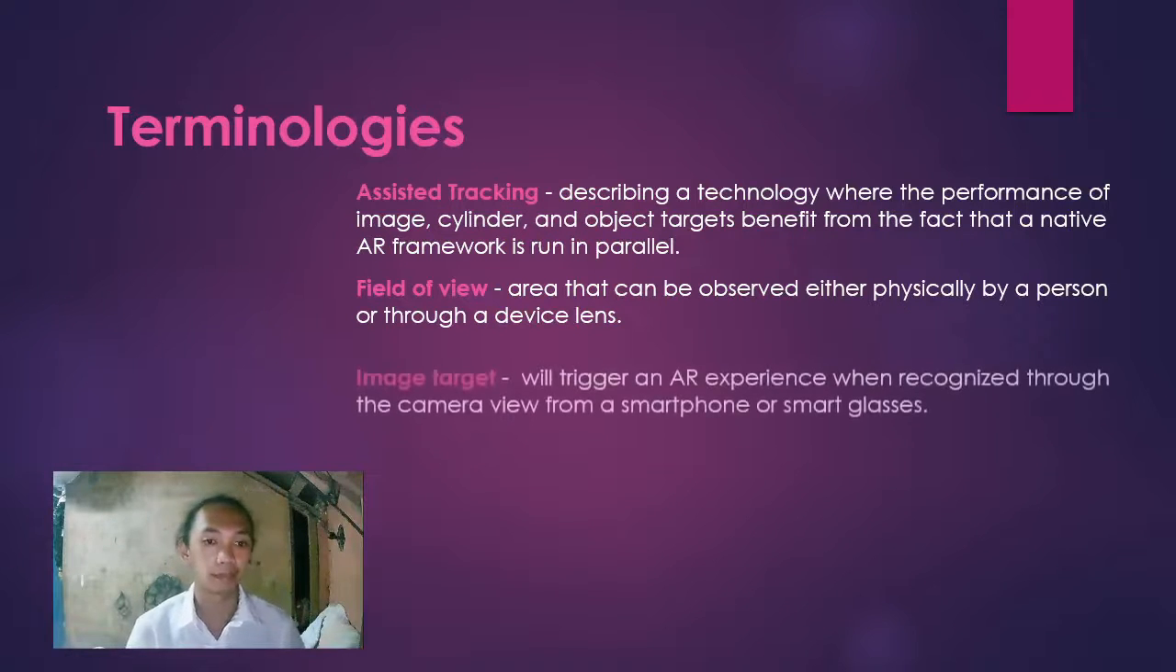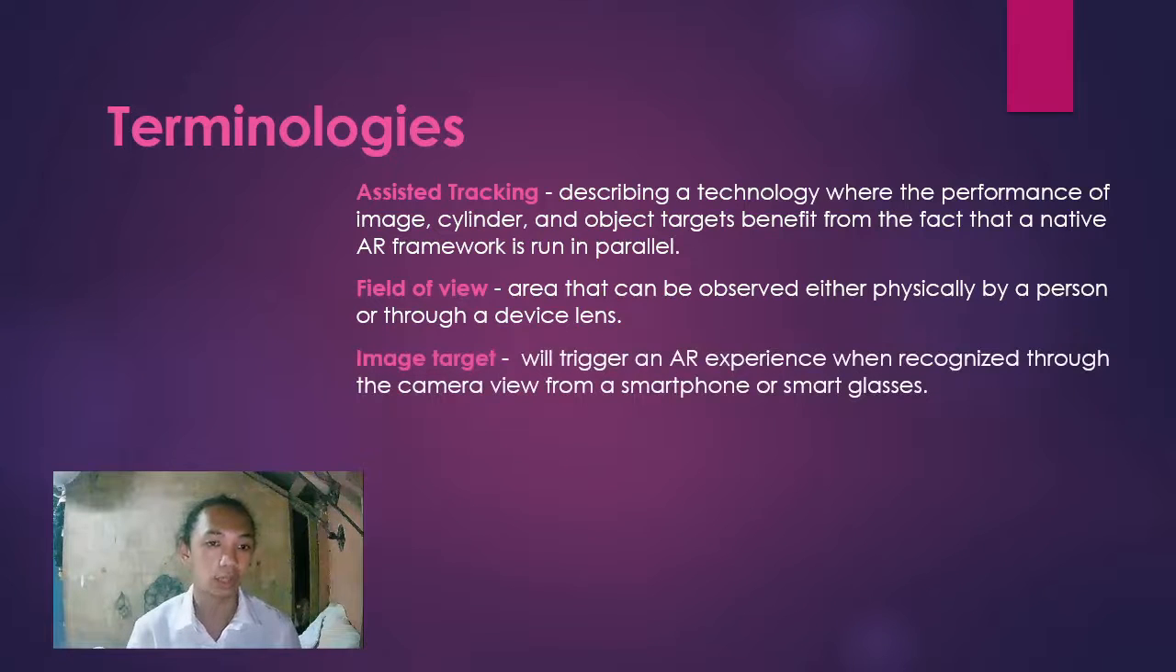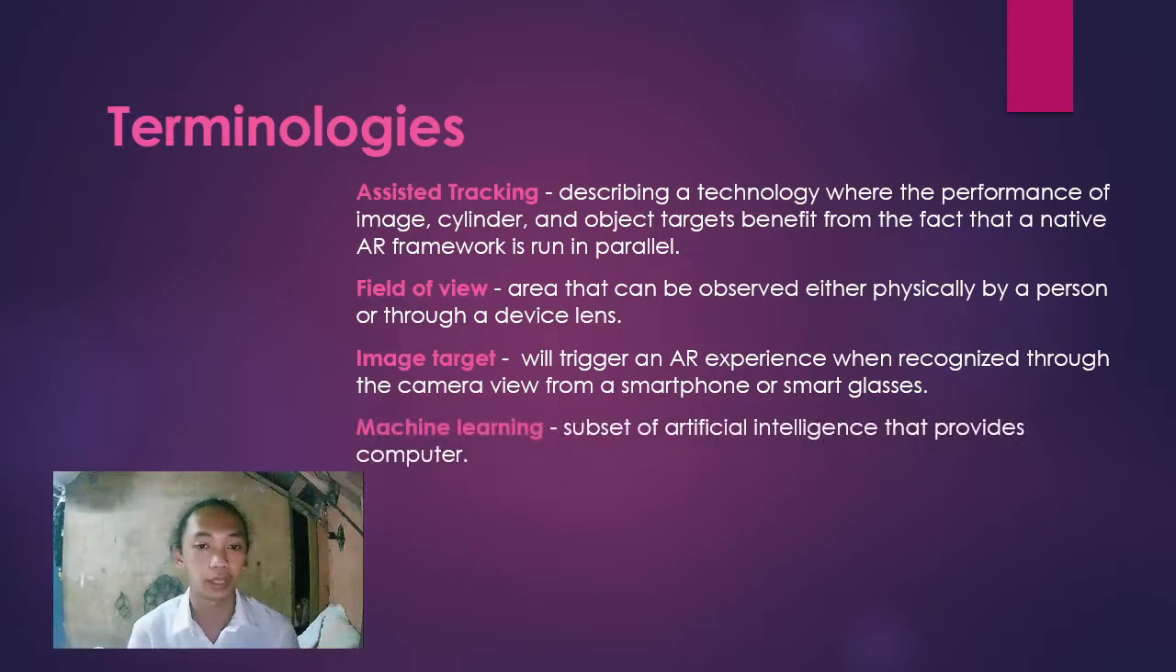Image target. Image target is known planar image, which will trigger an AR experience when recognized through the camera view from a smartphone or smart glasses. Machine learning is a subset of artificial intelligence that provides computer algorithms with the ability to learn and constantly improve the learning outcome based on the knowledge collected.